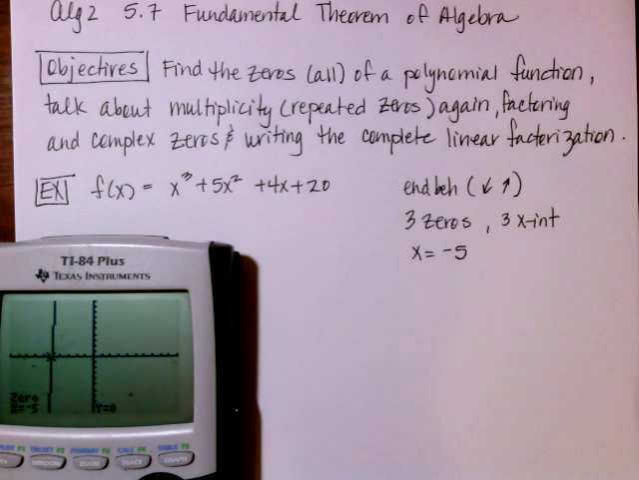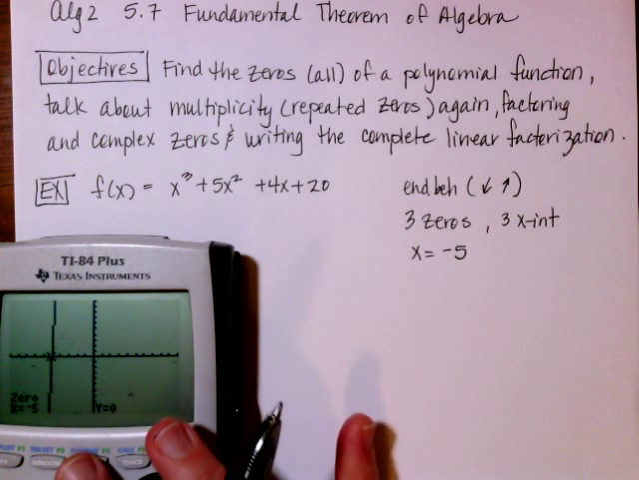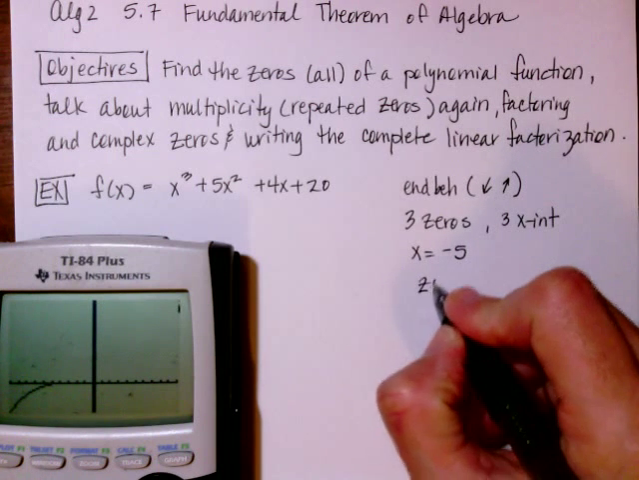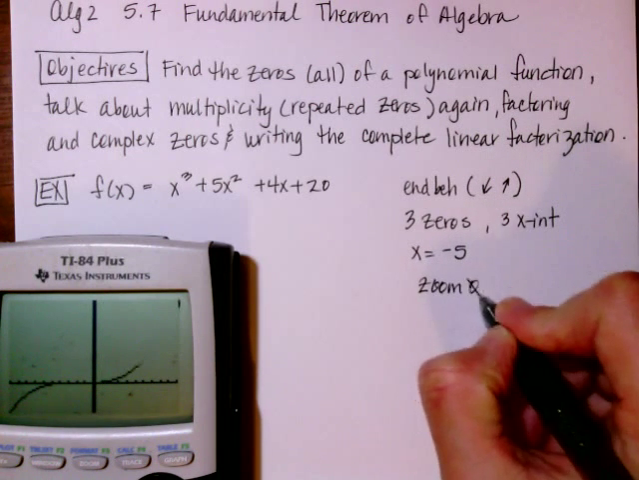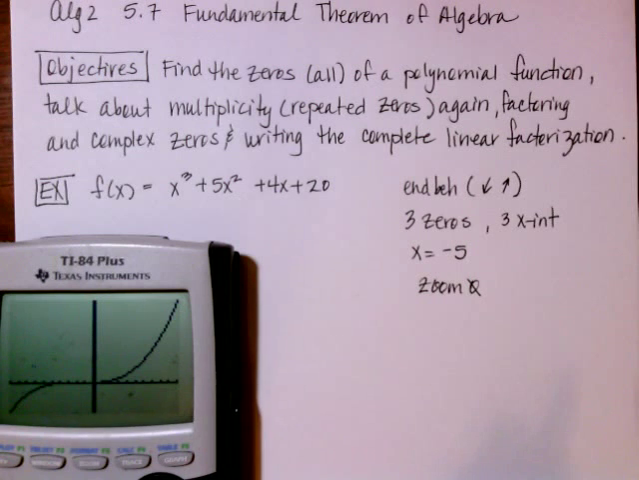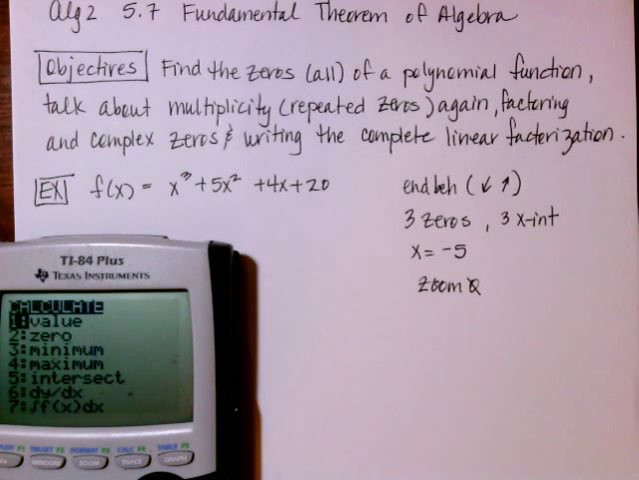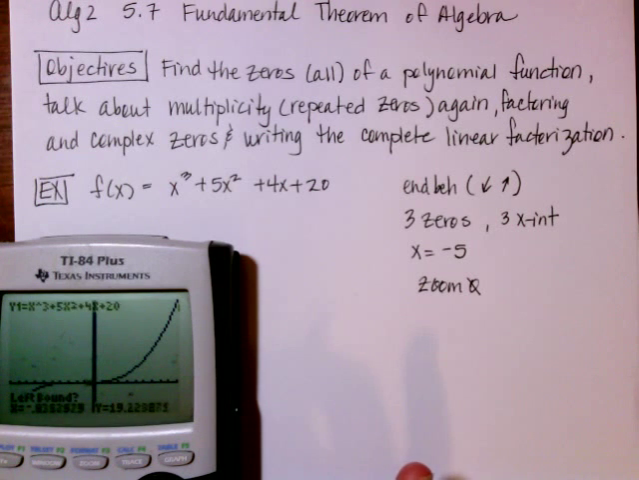So the first thing that I'm going to do is change my zoom window. So I'm going to do a zoom 0 for a zoom fit. So zoom 0 is a handy zoom option. And notice that my graph still looks to be about the same. So I'm going to attempt the same process. So I'm going to do a second calculate zero. And I'm going to go way to the left just to make sure that something's not going on in the middle that I can't see.